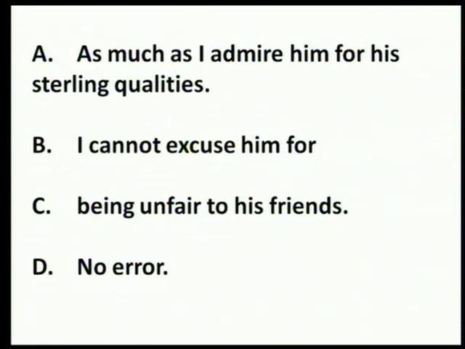Here is your example. As much as I admire for his sterling qualities, I cannot excuse him for being unfair to his friends. As much as I admire for his sterling qualities. What do you mean by sterling qualities? It means amazing qualities. I cannot excuse him for being unfair to his friends. Now you need to identify which part, A, B or C, has a grammatical error. If you feel none of these 3 options has a grammatical error, you will obviously choose option D, which is no error. So take your time, read it, understand it, and try to figure out where the grammatical mistake is.